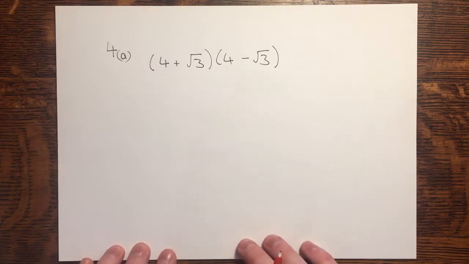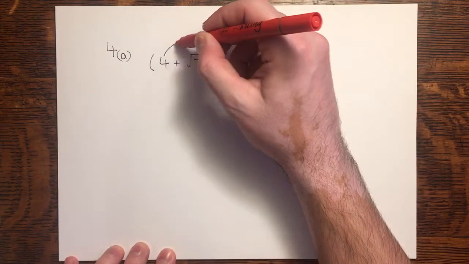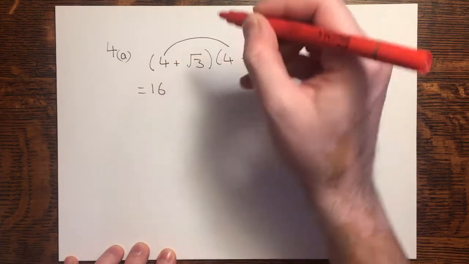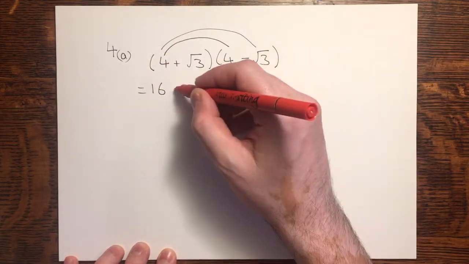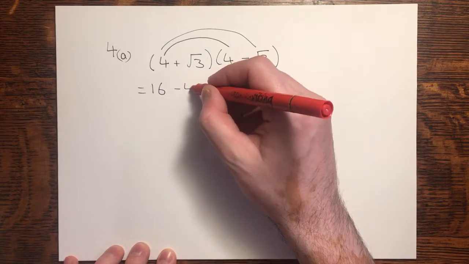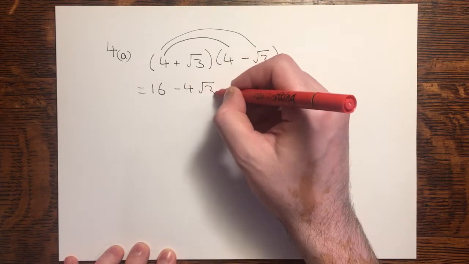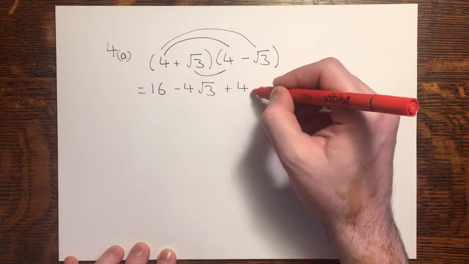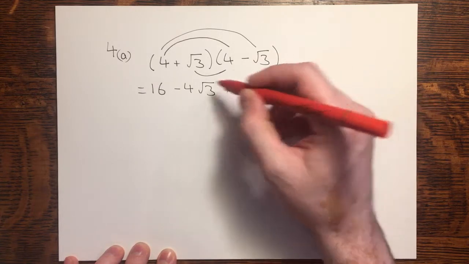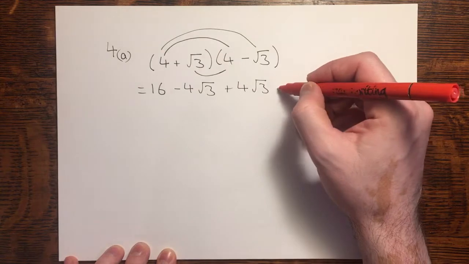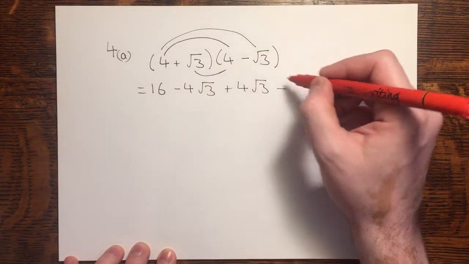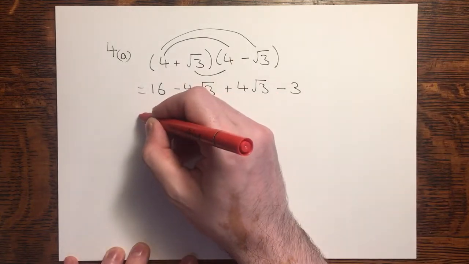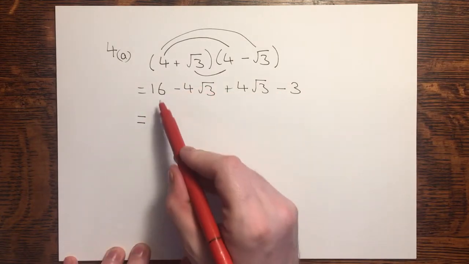In order to expand this, for the first part, I'm going to apply crab claw. 4 4s are 16. 4 times minus root 3 is minus 4 root 3, plus 4 root 3. And then a positive times a negative is a negative. Root 3 times root 3 is 3. And the expansion is complete, but the second part, we need to simplify.